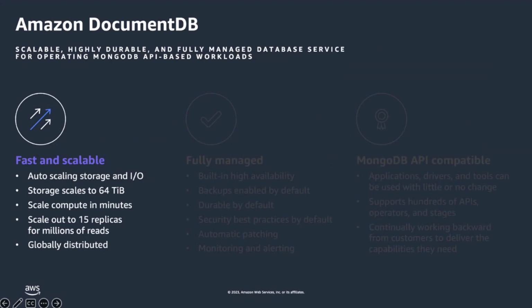The first characteristic I want to cover is that it is fast and scalable. With instance-based clusters, the key callout here is the ability to scale up to 64 TB of data and support up to millions of reads per second. And we'll see how Elastic clusters exceed some of these limits.